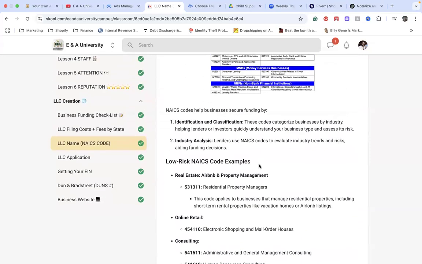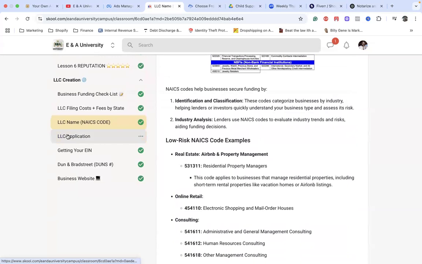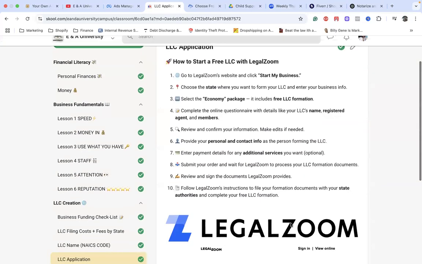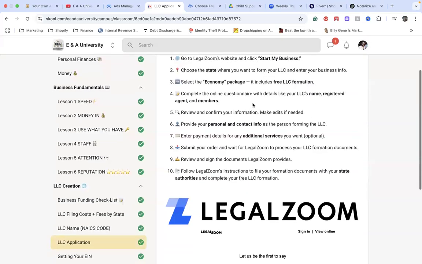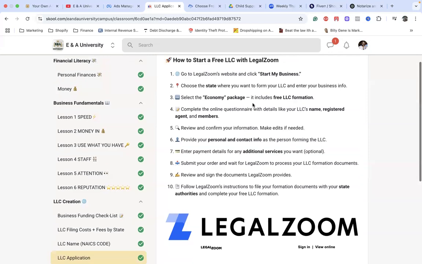So on the topic of LLC, where to get one, and this one is also pretty important, right? So you can go to LegalZoom and apply for LLC. The reason I picked LegalZoom is because I personally use it for all my businesses. There's other ones like Zen Business, but I've never used them, so that's why I recommend what I've used.